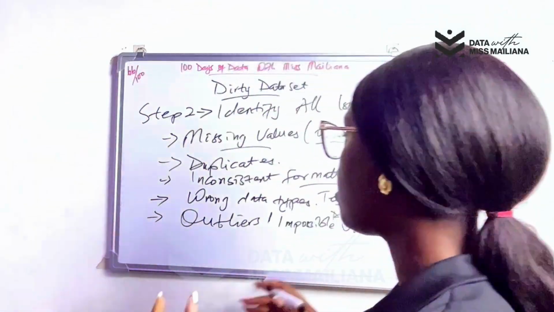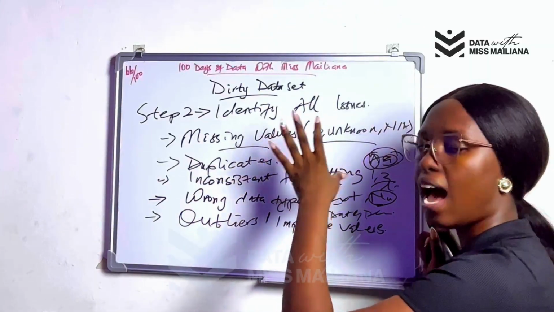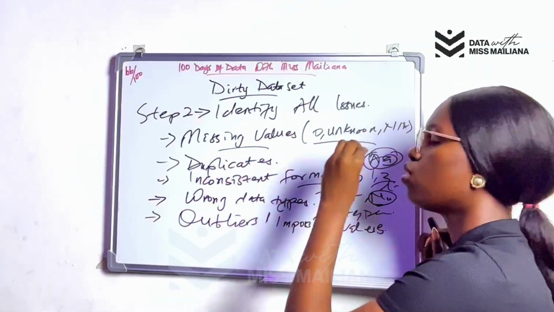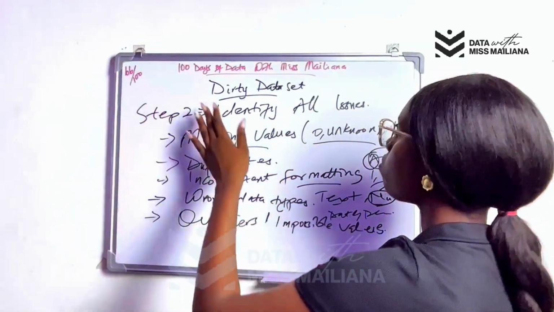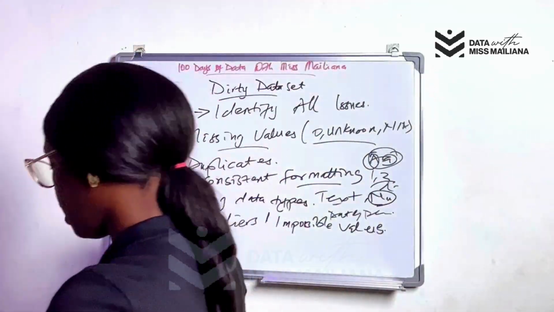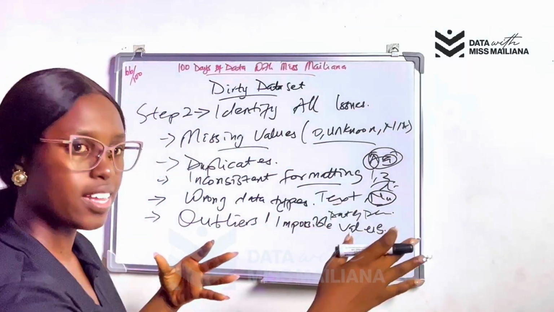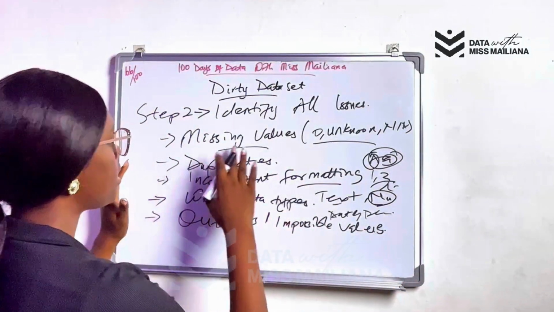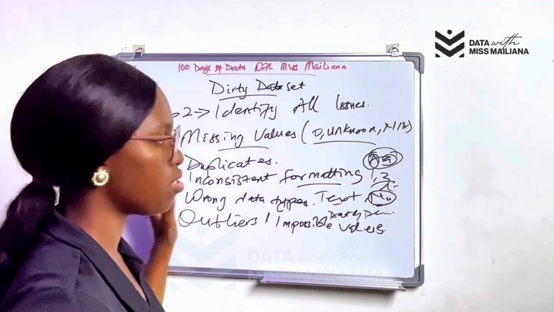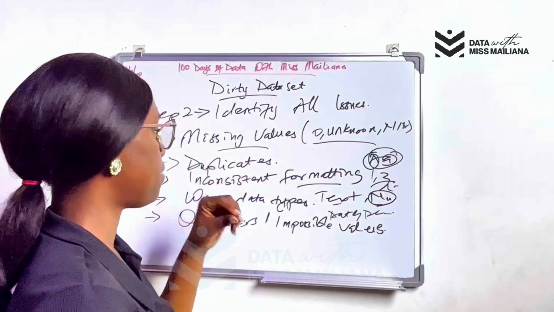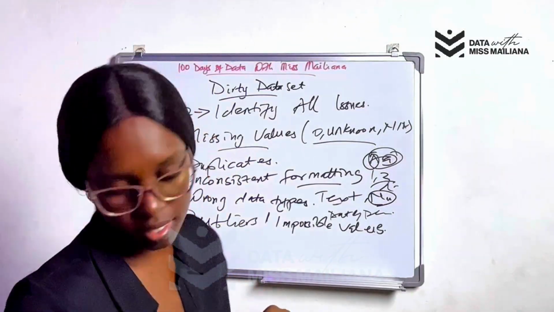So these are the steps of handling your dirty data set. First and foremost, you want to inspect your data. Secondly, you identify all issues as much as you can: missing values, duplicates, inconsistency, wrong data types, outliers, and all that as well.